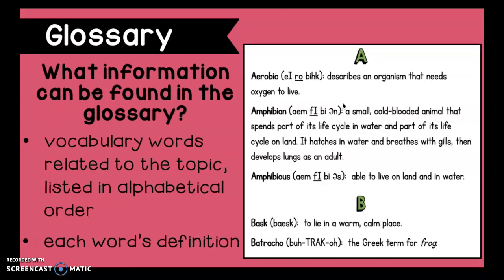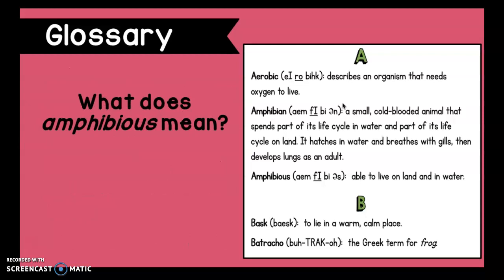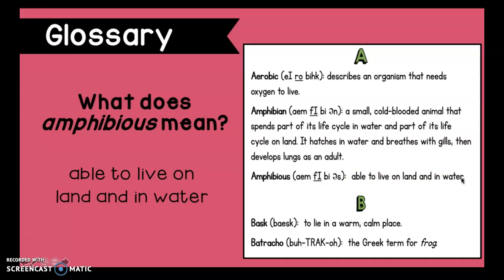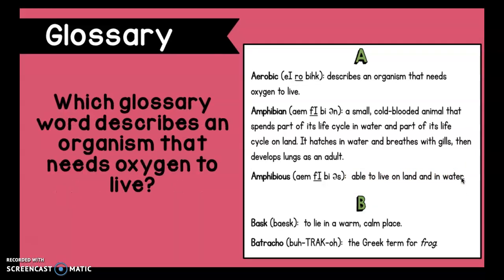Also, each word's definition. What does amphibious mean? Well, it's in alphabetical order, so let's see if we can find amphibious. Amphibious, that's the pronunciation right here, and it means able to live on land and in water. So there's your definition. Now, which glossary word describes an organism that needs oxygen to live? Okay, so let's look at the definitions. Here, describes an organism that needs oxygen to live. So what is it? Aerobic.